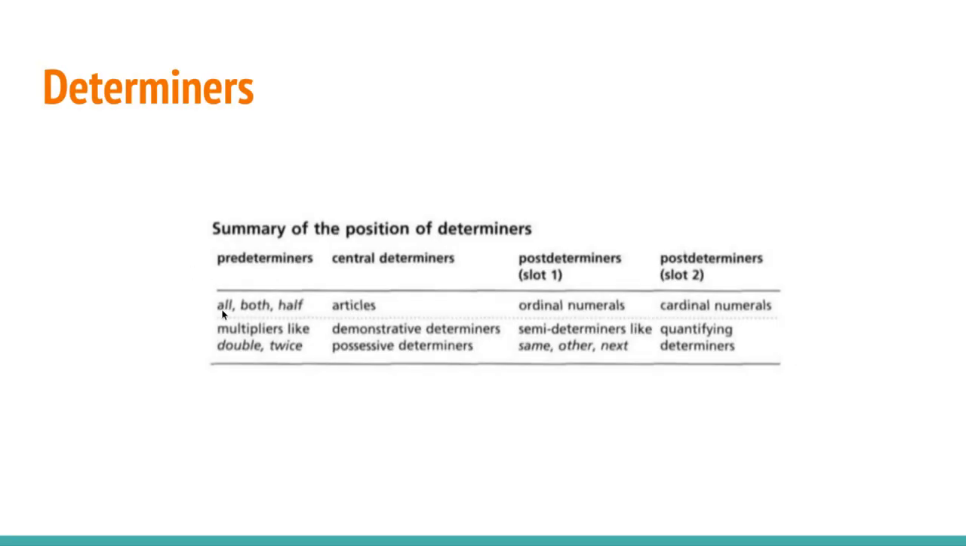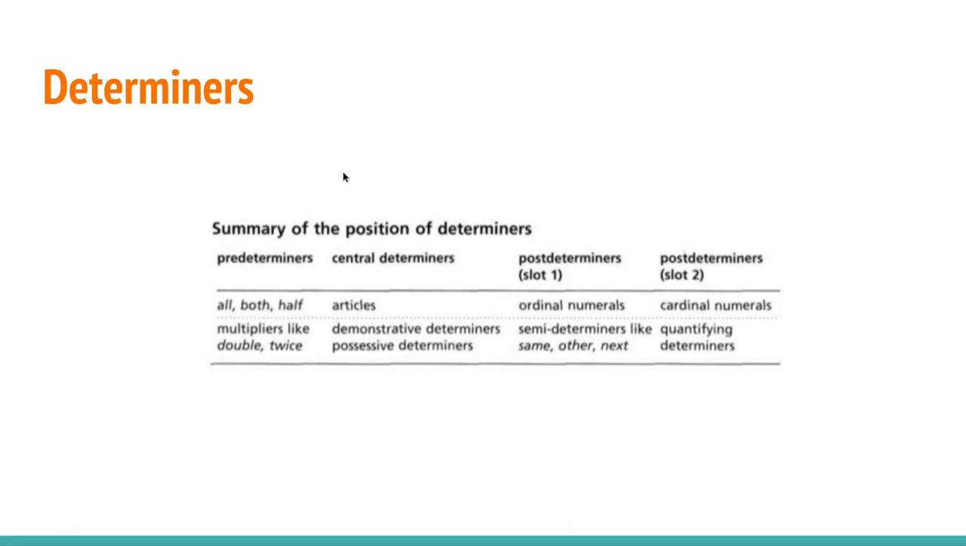So predeterminers are these three words, all, both, half, and multipliers, double, twice, triple. Central determiners, which are articles, demonstratives, and possessives. Post-determiners, slot 1, which can be ordinal numbers such as first, second, third. Semi-determiners like same, the next, and post-determiners, which are 1, 2, 3, and quantifying determiners in general, okay?